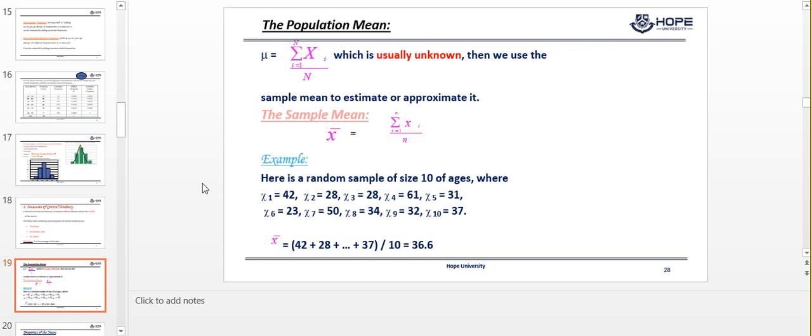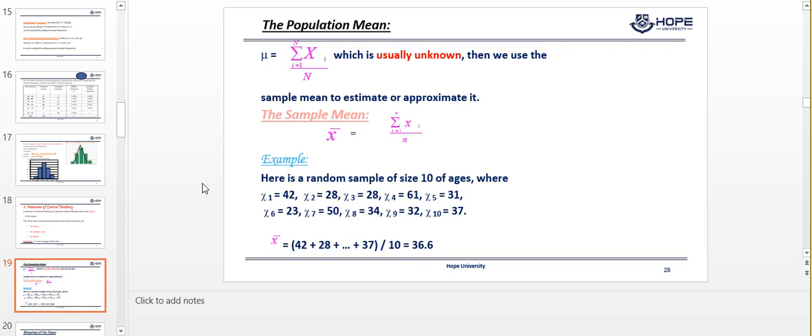Data: we have a sample size of 10 individual ages. Individual 1, age 46. Individual 2, age 28. Individual 3, 24. Individual 4, 61. Individual 5, age 31. Like that. So 10 individuals and their ages.